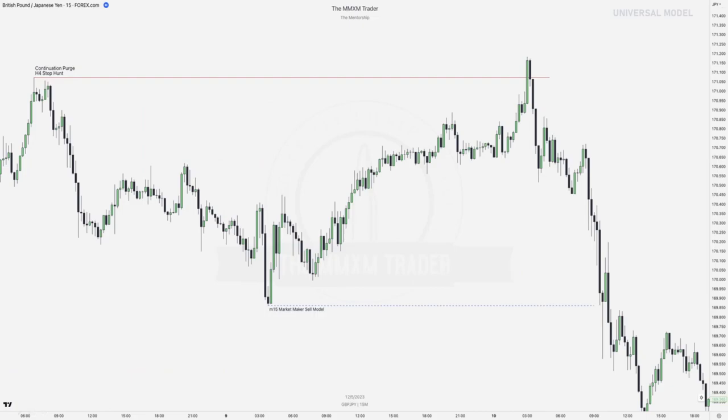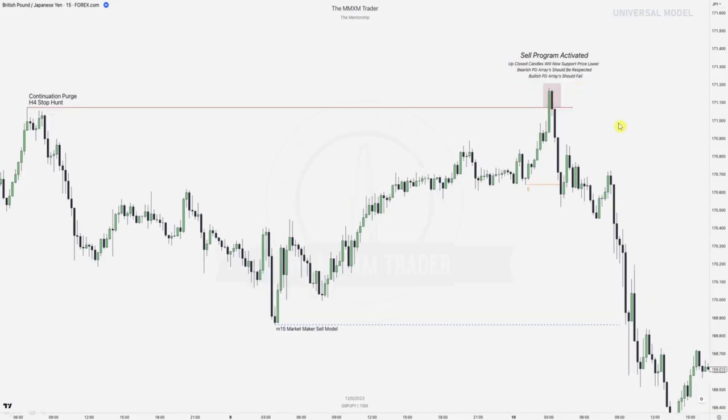So we got that 15-minute time frame over here. So now we're on that short-term perspective, right? We had that long-term draw on liquidity. We had that 4-hour being in line with our bias from the long-term. And now we wait for that purge on the 4-hour, which happened over here, right? As soon as this gets stop hunted, what do we get? We get a sell program activated, right? So now after this purge on liquidity, all up close candles will now support price lower, and the bearish PD array should be respected and the bullish PD array should fail, right?